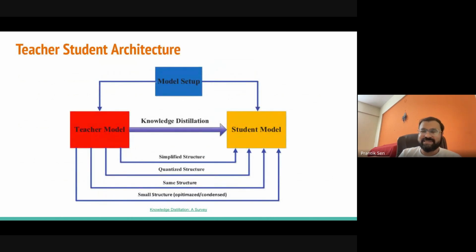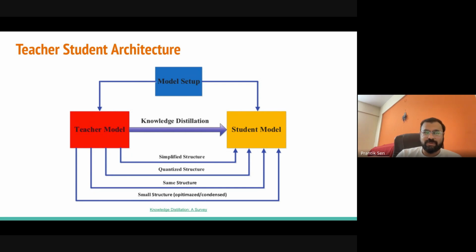Coming to teacher student architecture, usually the teacher model is a big model, and the student model is what you are learning, and you are trying to extract the same performance as the teacher by doing some sort of knowledge transfer, one of the 3 knowledge transfer mechanisms that we mentioned. It can be a quantized architecture. Basically, the models are the same, but they are quantized. The student model is quantized, so it takes less space and has less memory requirement. It can be the same structure as in self-learning we saw, or it can be a smaller optimized structure.